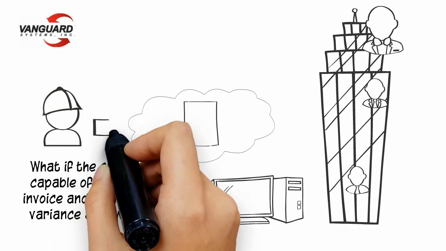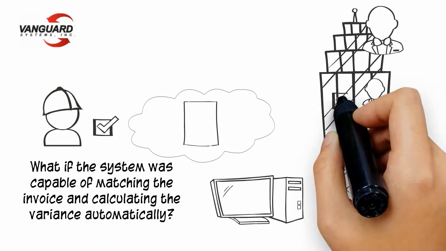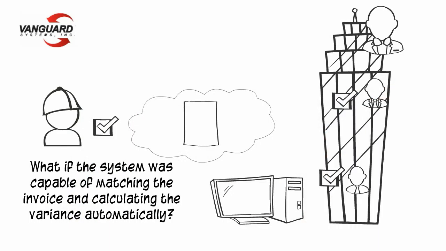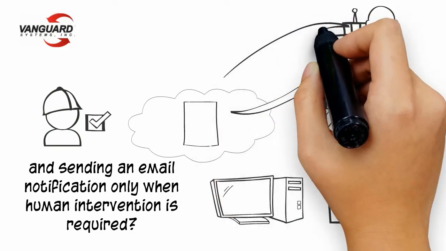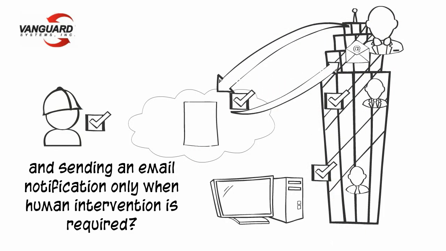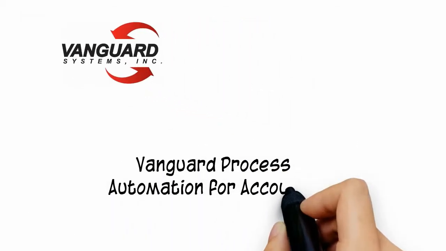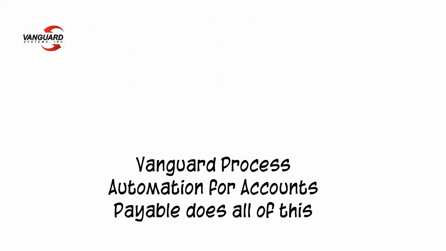What if the system was capable of matching the invoice to the purchase order and receiving document, and calculating the variance and approving matching invoices automatically, and sending an email notification requiring human intervention only when there is a variance? Vanguard Process Automation for Accounts Payable provides all of this and more.